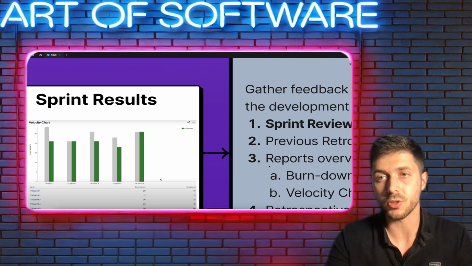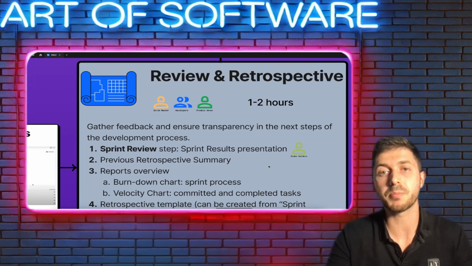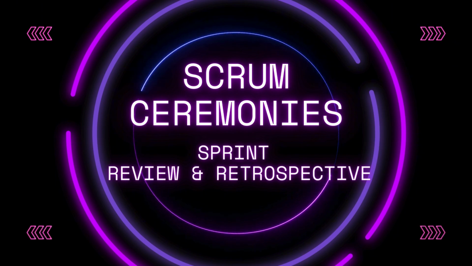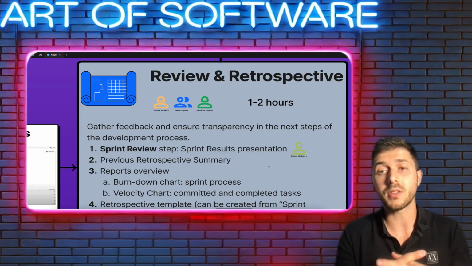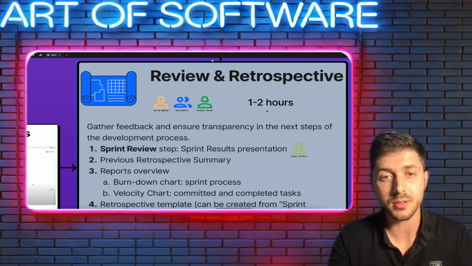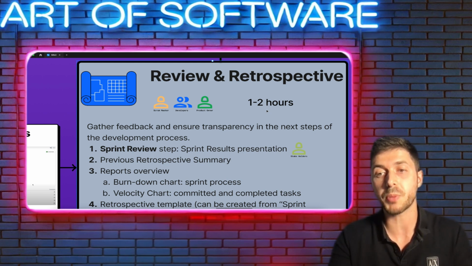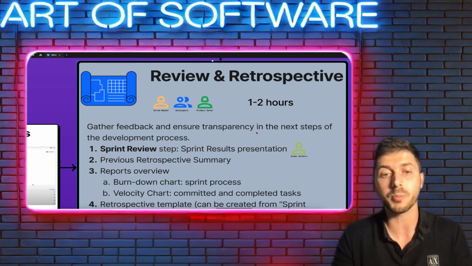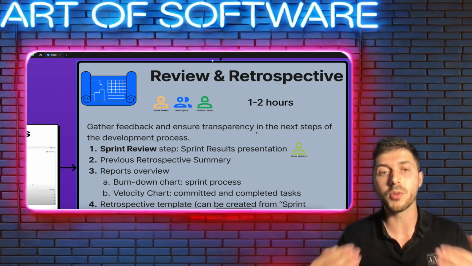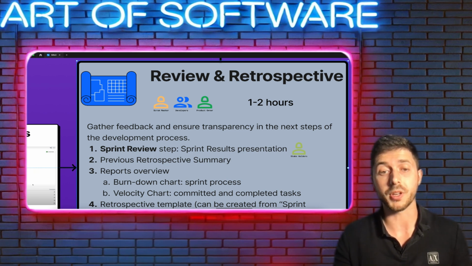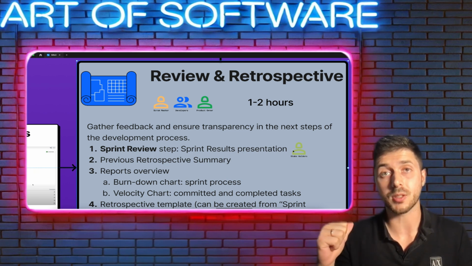When we have the sprint results, we can start the retrospective meeting. Actually, in this case, I combine both the sprint retrospective and the sprint review into one meeting that might last 1 or 2 hours. And the target of this meeting is to gather feedback and ensure transparency in the next steps of the development process. So we start by reviewing the sprint. We go over the results, what we have achieved, and in this part of the meeting the stakeholders might also join us. Then we raise the last retrospective summary and we start a new retrospective meeting.